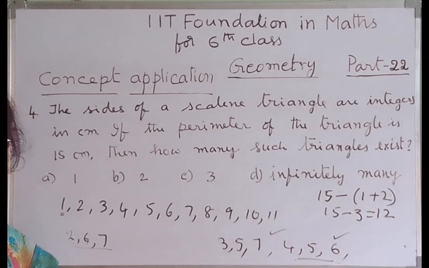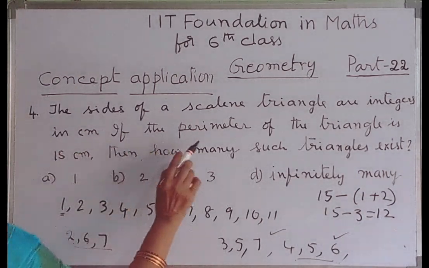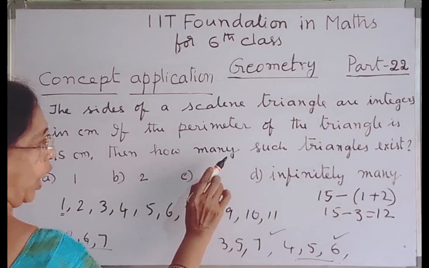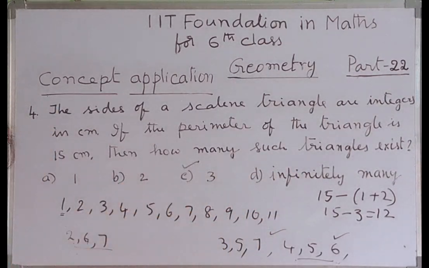Therefore, if we try all the combinations of integers between 1 and 15, we can have only these three sets to be the sides of a scalene triangle. Therefore, the number of triangles that exist is 3. So the answer is 3. Only these three sets of integers can be the sides of a scalene triangle.